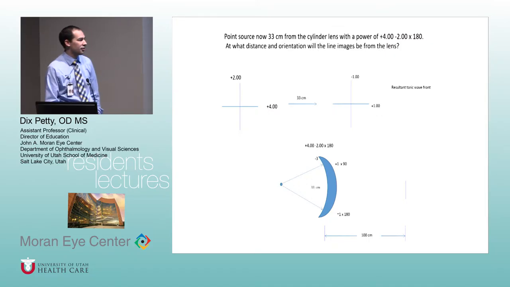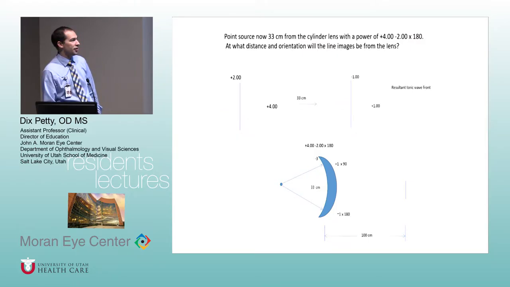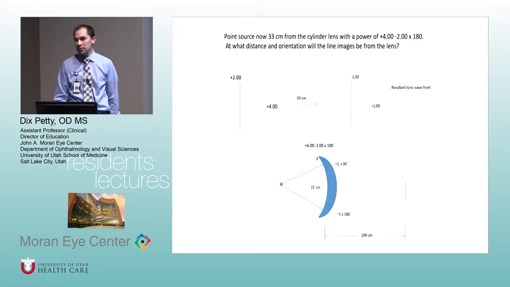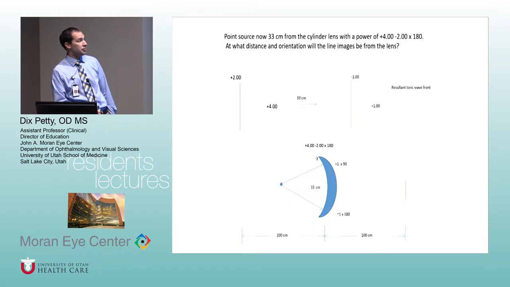I ended up doing the plus one first. But this one would be, I keep pushing the button. So from this horizontal one, that's the one we did first here. It's going to be a vertical line, about 100 centimeters, 1 meter behind, so that'll be a real image. And in the other case, we have a horizontal line, 100 centimeters behind.